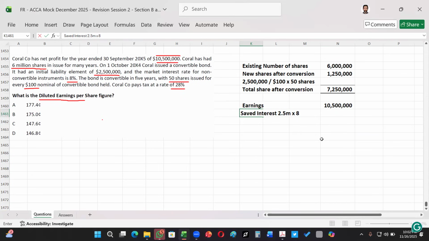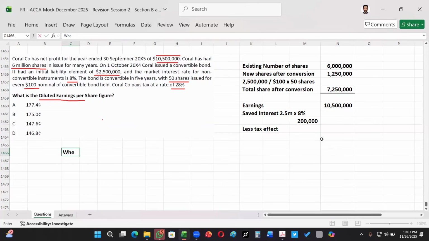So how much is that? 8%. We're going to calculate this value. So I'm going to write it here because that is not the final figure. So 2.5 million into 8%, okay? We haven't really saved all the interest, okay? Less the tax effect. Why am I deducting the tax effect? The reason is this is important, and I will write some notes here so that it becomes easy.